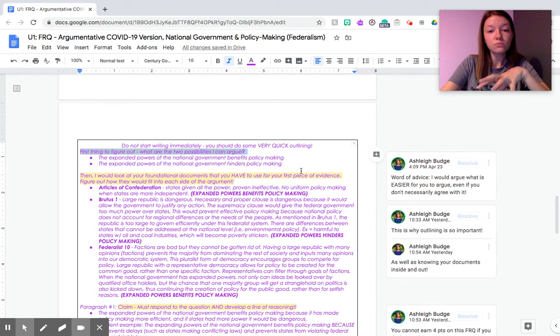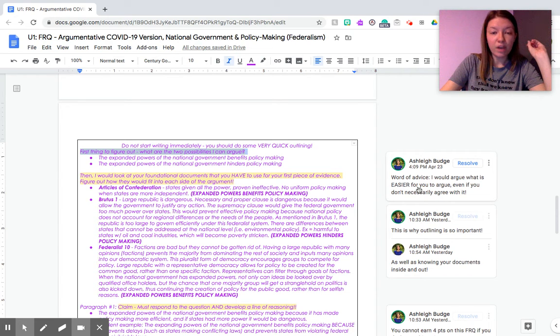Okay, you need to figure out, as I just said, what the 2 possibilities are that you can argue. So for this particular prompt, you can do one of 2 things. You can say that the expanded powers of the national government benefits policymaking, or you can say the expanded powers of the national government hinders policymaking. Now remember, you're not done. That's not your claim. You would not get the point for this. You're going to have to then list your because, okay? But I just wanted to get you guys thinking about, okay, what do I have to argue?